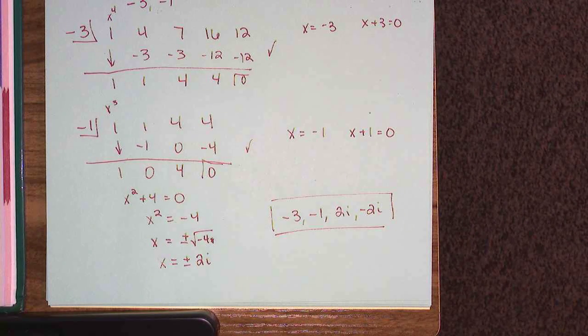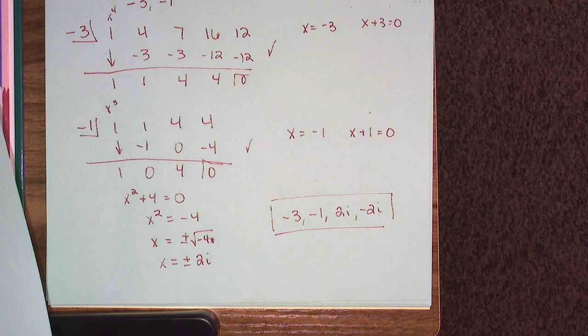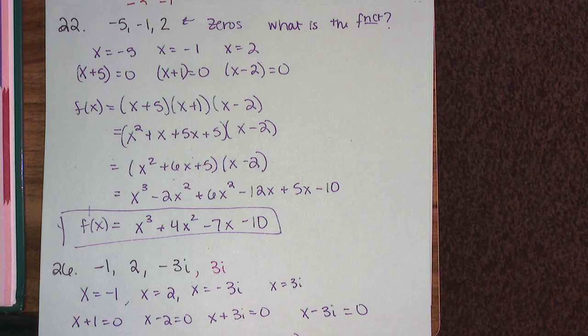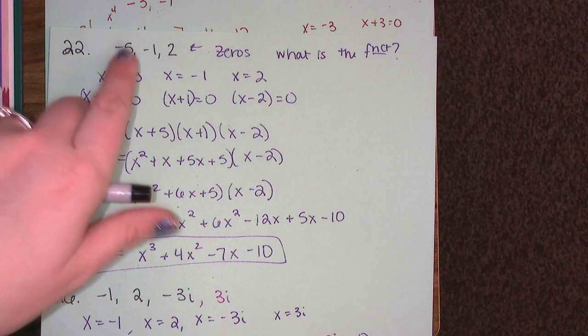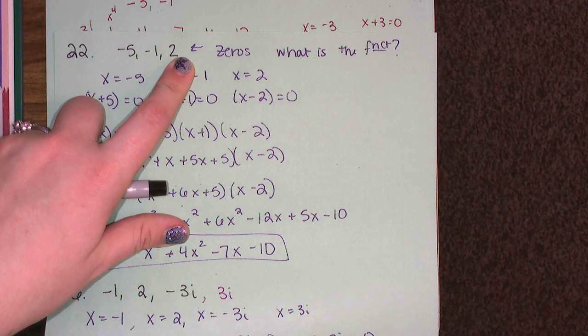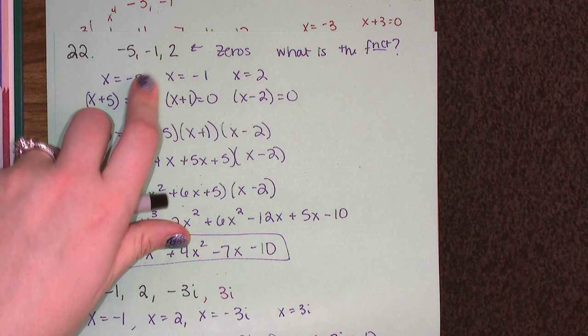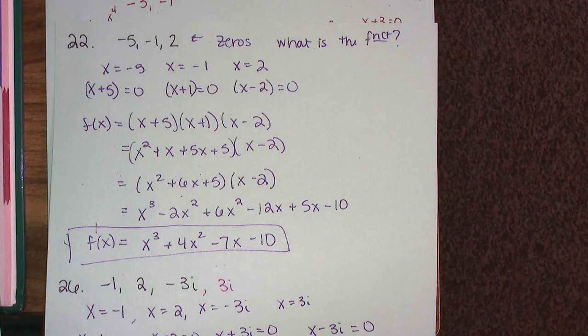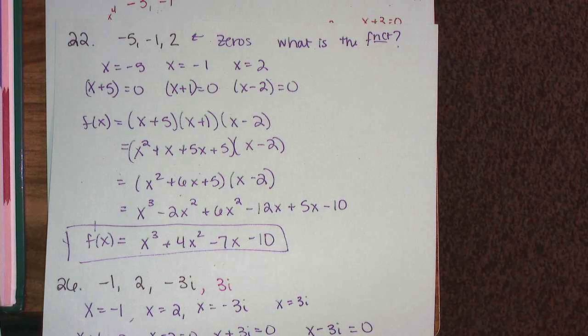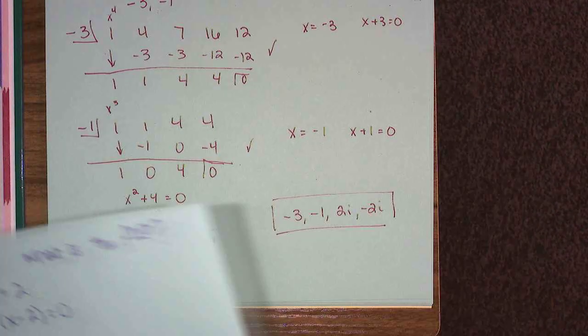You just start with, like, this is what we did the other day. You just start with whatever the zeros are, and then you set x equal to that, get them by themselves, and then multiply them. I can go over that with you later. Okay.